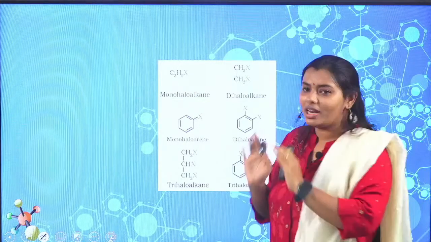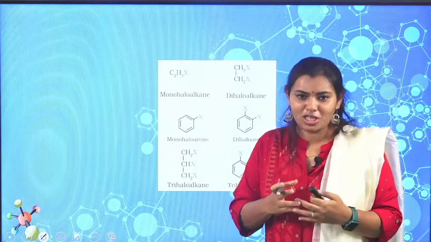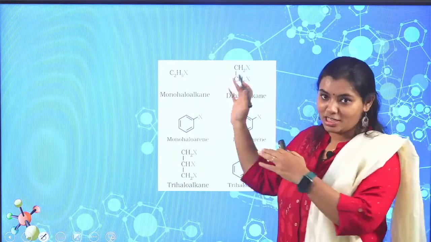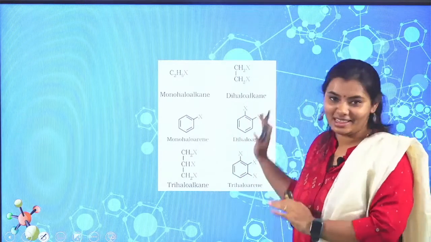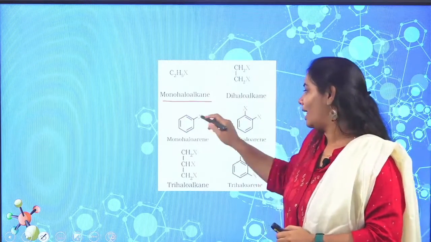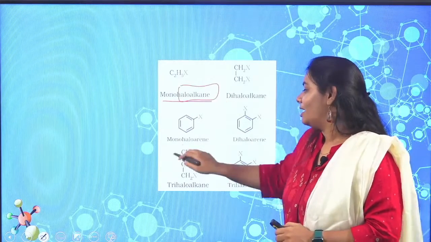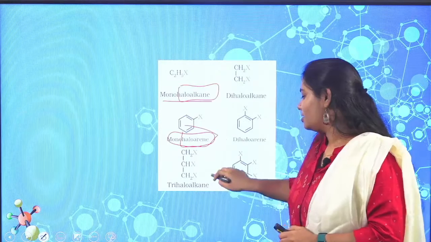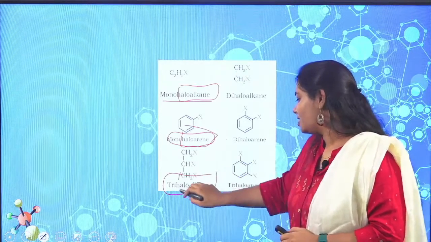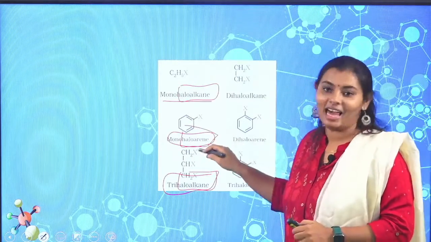So in organic chemistry there will be very few chapters that we'll be studying. First, as soon as you see this image, it's already there. Which chapter is it? It's already there in this image. Monohaloalkane, dihaloarene, trihaloalkane. So haloalkanes and haloarenes.